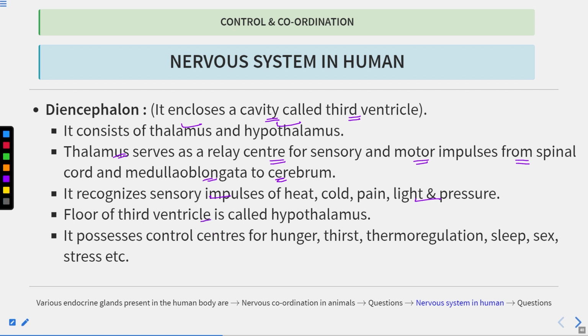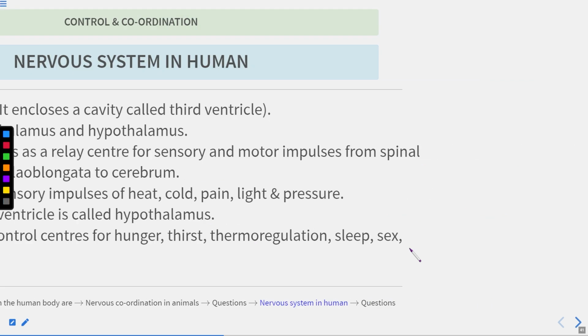Now, the floor of the third ventricle is known as the hypothalamus. It possesses control centers for hunger, thirst, thermoregulation, sleep, sex as well as stress. So all these activities are controlled by the hypothalamus. The hypothalamus also plays a role in maintaining homeostasis. What is homeostasis? Maintenance of a steady state. An example is thermoregulation, meaning maintenance of the temperature of the body.